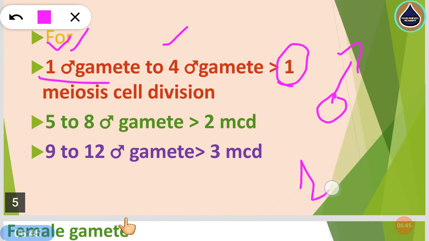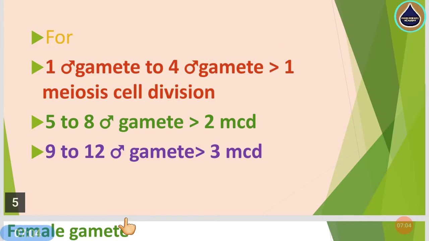It means one meiotic cell division gives 4 pollen grains, and each pollen grain converts into one male gamete. So by one meiotic cell division, one pollen mother cell converts into 4 male gametes. Likewise, in the second example, you can see here from 1 to 4, only one cell division is needed.